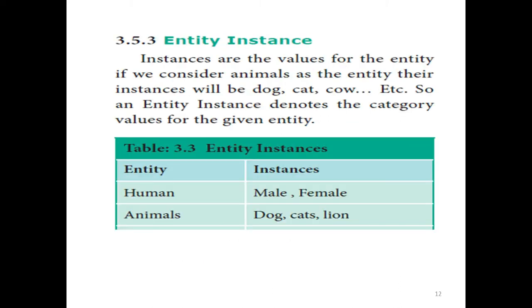And then entity instance. What is entity instance? It's a 3 mark question to you. Entity instance means instance or the value for the entity. If we consider animal as the entity, their instances will be dog, cat, cow. For example, animal is the category. The animal may be dog or cat or cow, etc. So an entity instance denotes the category value for the given entity. What is the category value? For example, entity instance for human category is male or female. For animal category in our example, dog, cat, cow.